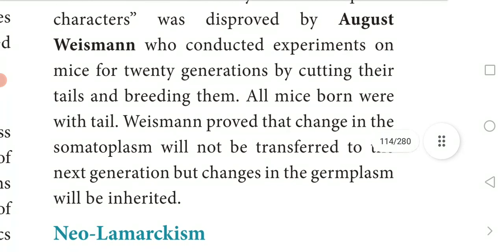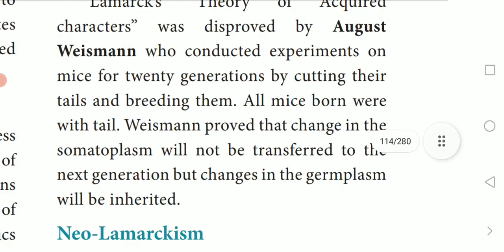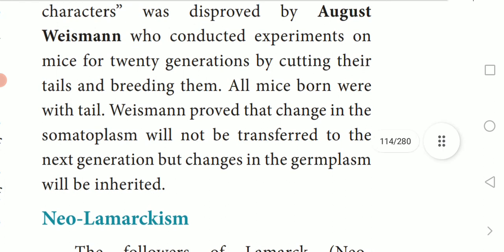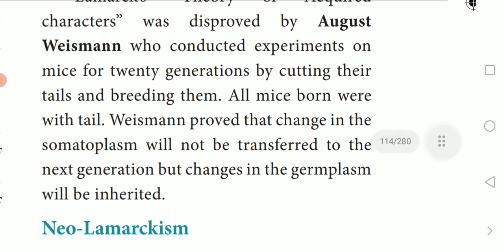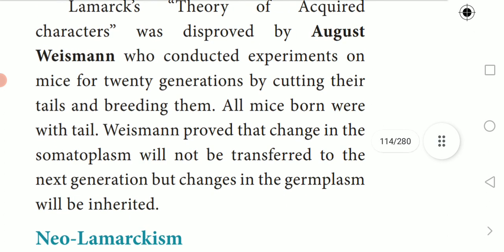So, August Weismann just disproved Lamarck's theory of acquired characters by using mice. He selected 20 generations of mice, not only 20 pairs. He selected one pair of mice, cut their tails, male and female, and allowed them to mate and have young ones.